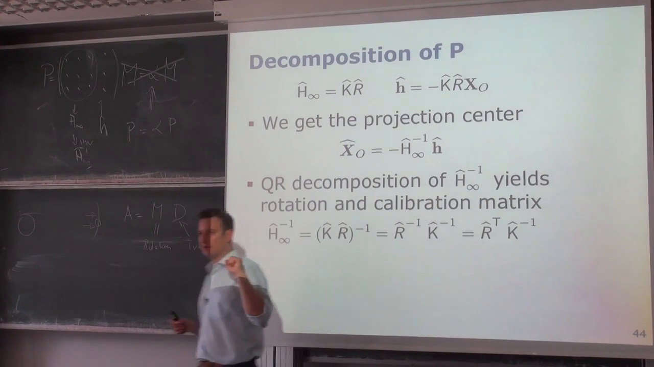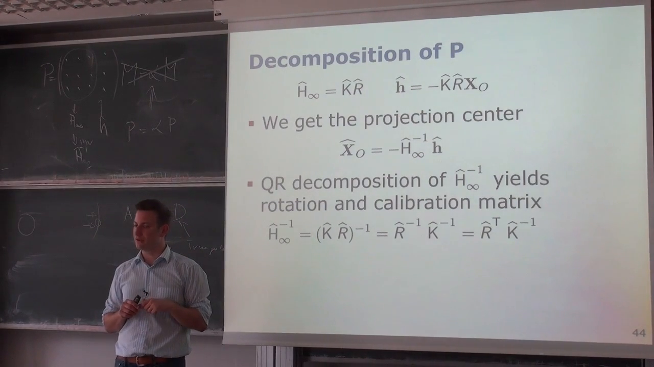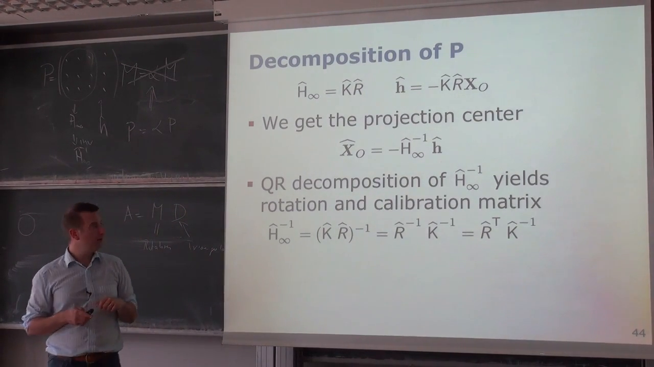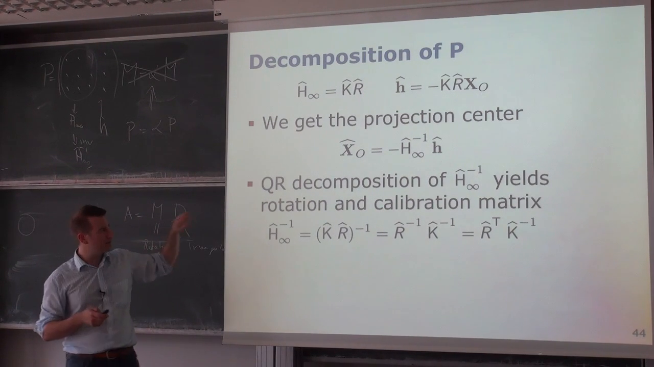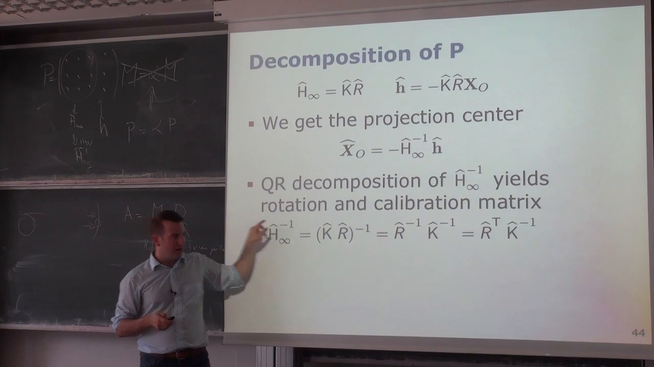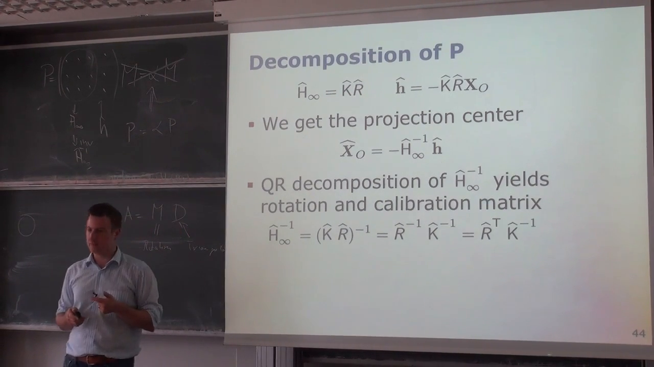And K is a triangular matrix. That should be clear. Of course, all the elements at the bottom, in the lower triangle, are 0. So just by using this trick, of using the QR decomposition and of using the inverse, I can actually break that down and this way compute R and compute K.